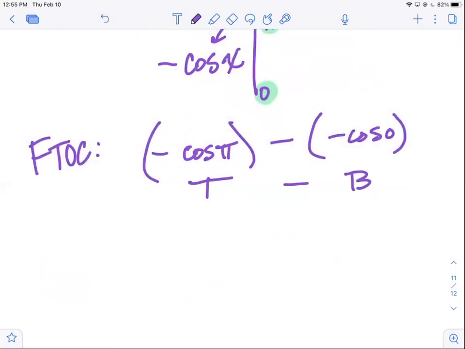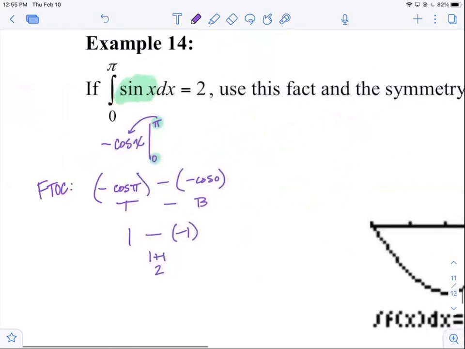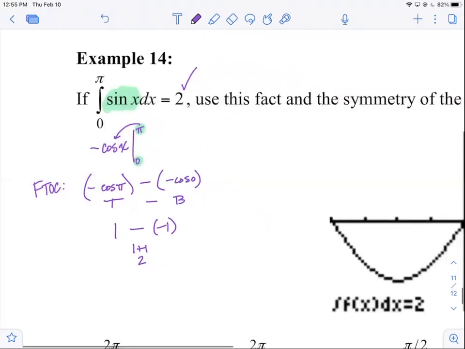What is cosine of pi? Oh, it's negative 1. Good. Times the negative 1 that's in front of it makes that positive 1. Minus cosine of 0 is 1 times the negative that's in front makes it that. And now we have 1 minus negative 1, which is 1 plus 1, which is what? 2. Yeah. So does that check out? Does that scan, as they say? Yeah, that scans. That's not sus at all. Right? Okay. So now we know it's true.